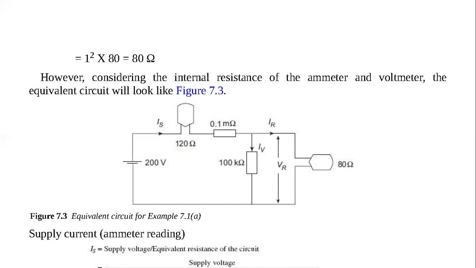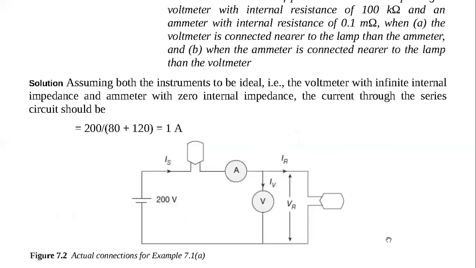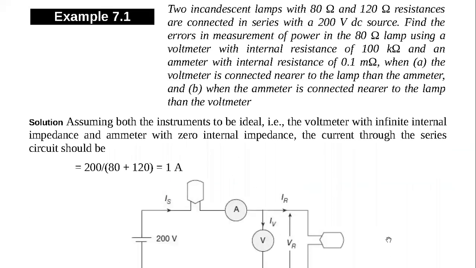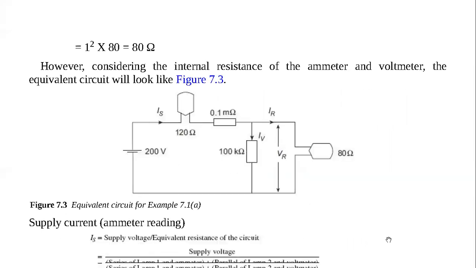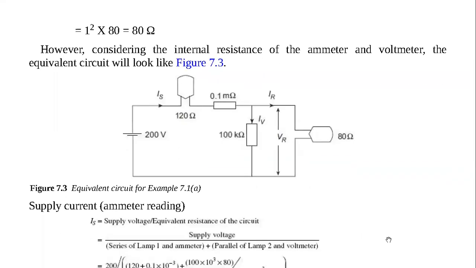Now let us go to the actual calculations, factoring in the resistances that have been given in the question. That is the internal resistance of the voltmeter, which is 100 kilo ohm, and the internal resistance of the ammeter, which is 0.1 mega ohm. So when we factor them in, we have this kind of arrangement.